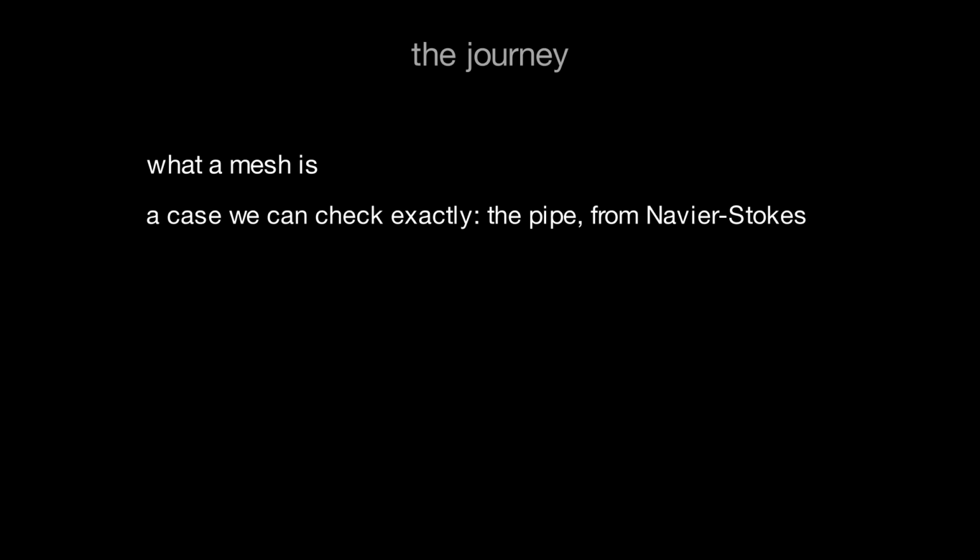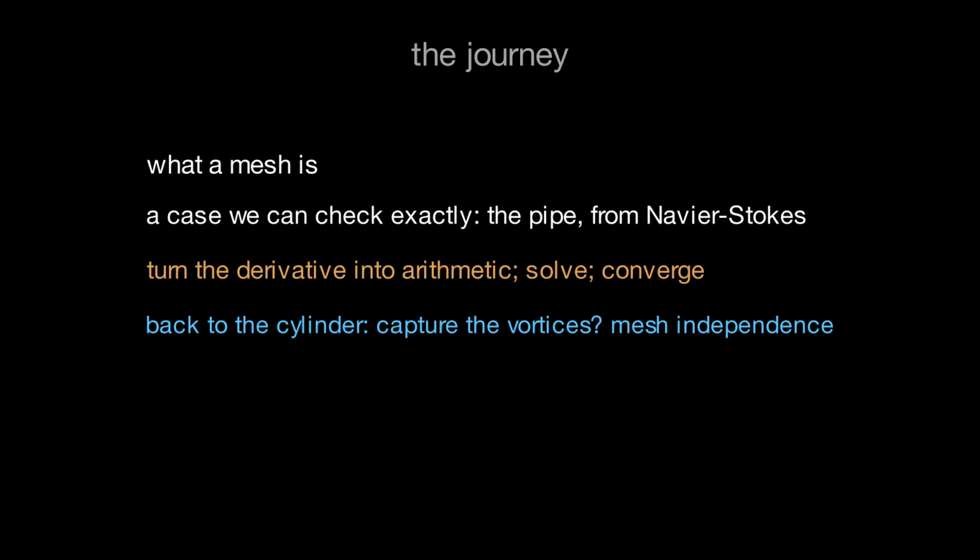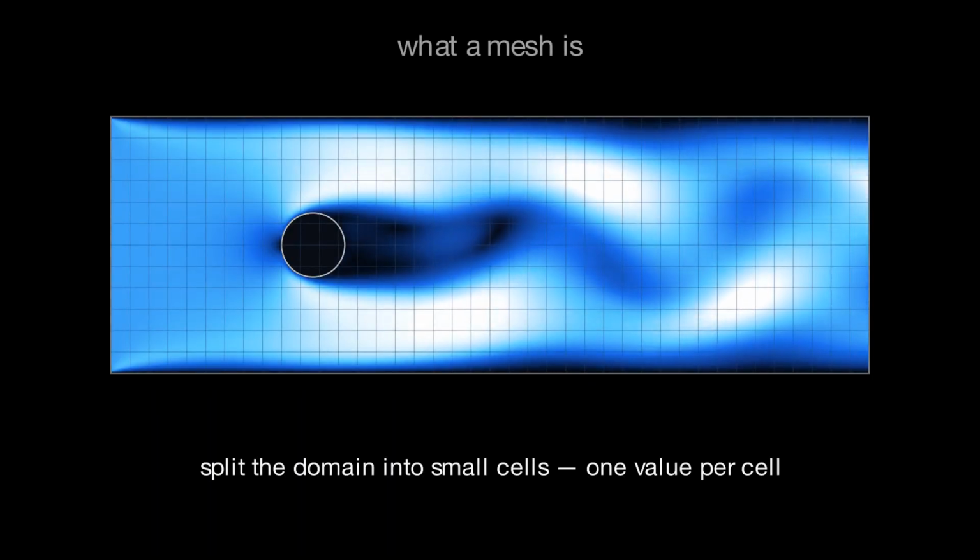Here's where we're headed. First, what a mesh actually is. Then a case we can check by hand, the pipe, straight from Navier-Stokes. We'll turn the calculus into arithmetic, solve it, and watch it converge. Then back to the cylinder, to see if the mesh catches the vortices. And we'll finish with what makes a cell good or bad, why walls need thin cells, and the main types of mesh.